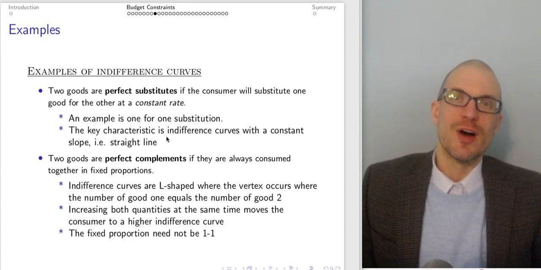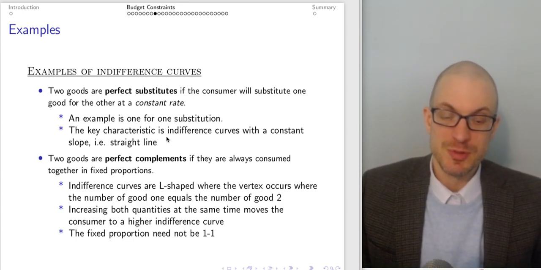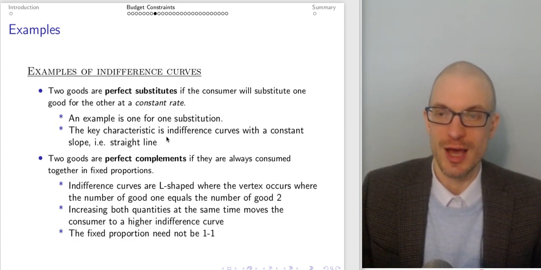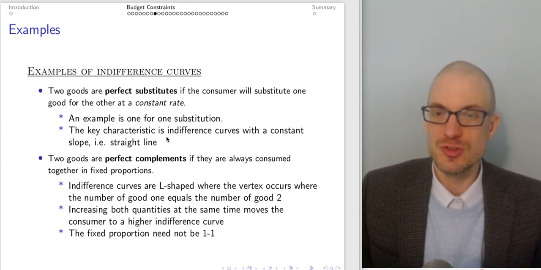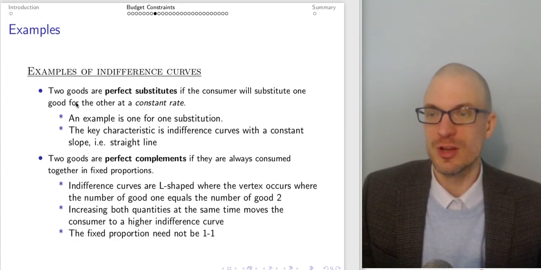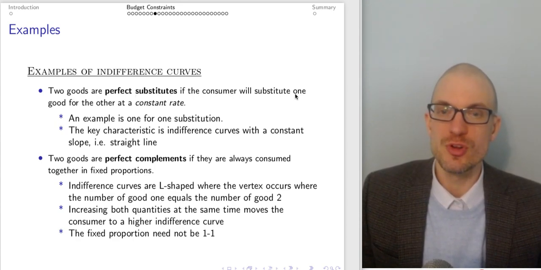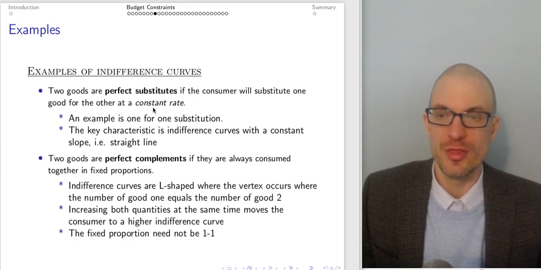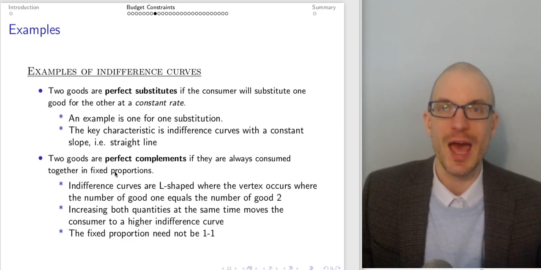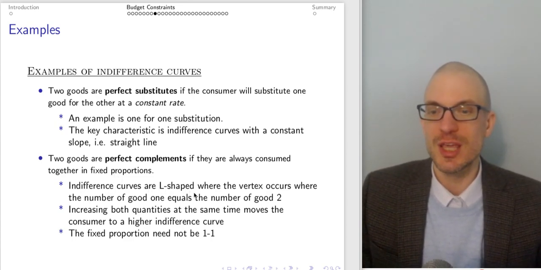Now we're going to move on to thinking about important shapes of indifference curves. We're going to have four main preference shapes: perfect substitutes, perfect complements, quasi-linear, and Cobb-Douglas. Perfect substitutes indifference curves are going to be downward sloping straight lines. So these are going to be situations where the consumer is willing to substitute one good for the other at a constant rate. Two goods are perfect complements if they're always consumed together in fixed proportions. You need to have them in the same proportion. These are going to give us L-shaped or right-angled indifference curves.